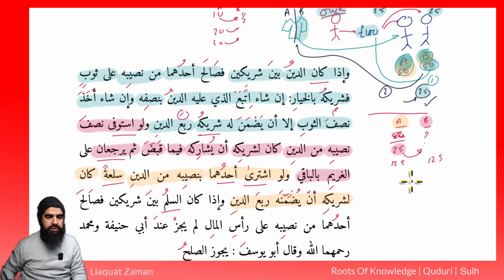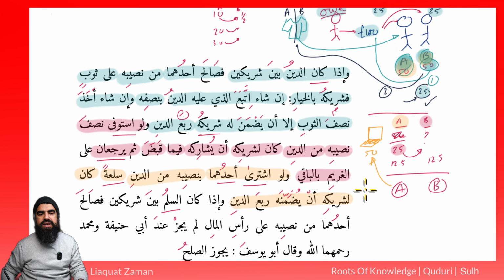So let me just draw this out again. Let's say A and B. A decides that for the 50 that he owes me, what I will do is buy from him, let's say he's got a shop, a laptop that costs £50. So a laptop worth 50, he's taken that from him and said, you know what, cancel that from the debt.